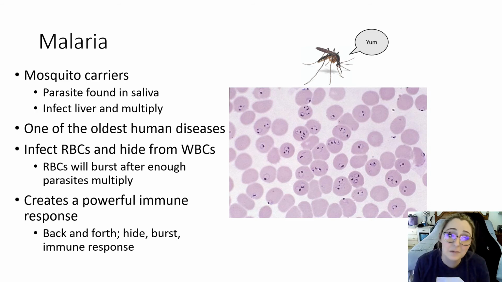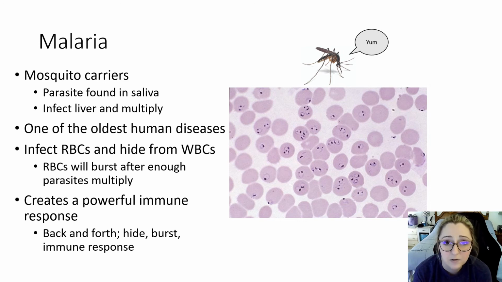So talking about blood, I would be remiss to not bring up malaria. Malaria is going to be a parasite found in the saliva of mosquitoes. This parasite is going to infect the liver and multiply. It is one of the oldest human diseases known to man as of right now. It infects your red blood cells in order to hide from white blood cells. So they kind of use your red blood cells as a mask.